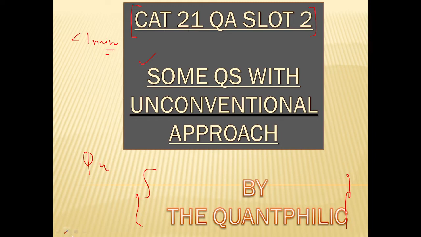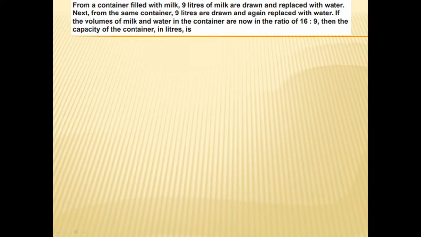So now coming to question number 1. From a container filled with milk, 9 liters of milk are drawn and replaced with water. Next, from the same container, 9 liters are drawn and again replaced with water. If the volume of the milk and water in the container are now in the ratio 16:9, then the capacity of the container in liters is. As soon as you have read these two phrases, drawn and replaced, it should have immediately clicked in your mind that this question will be solved by the replacement formula.